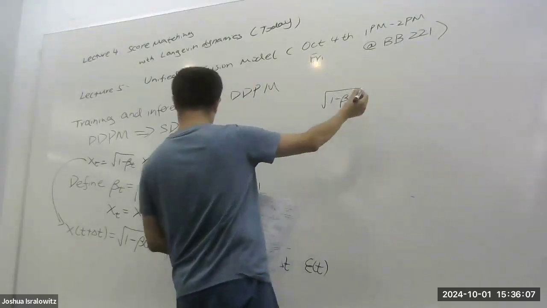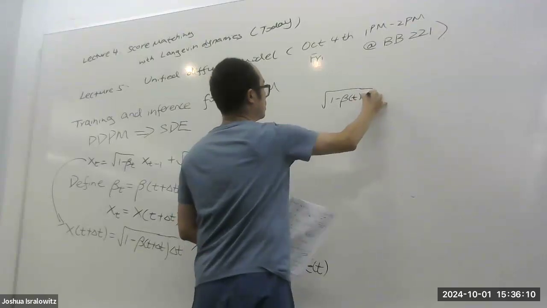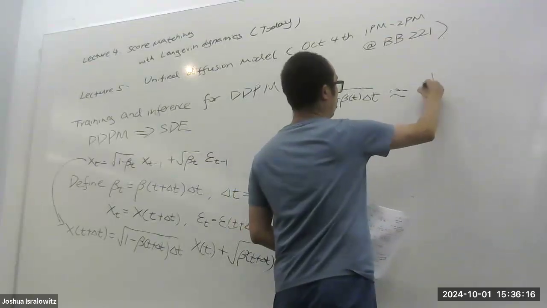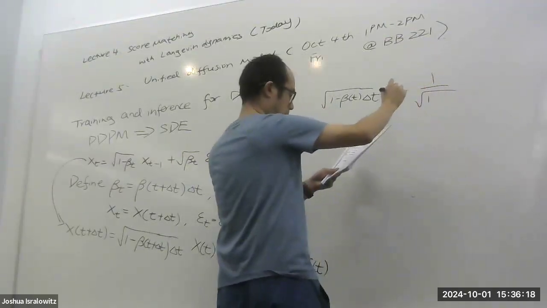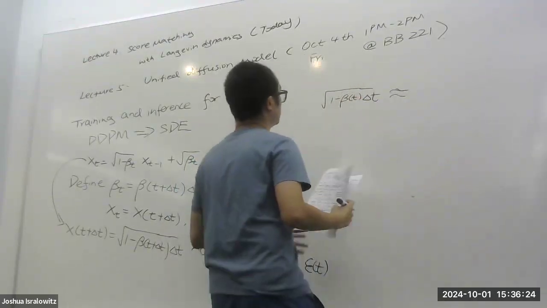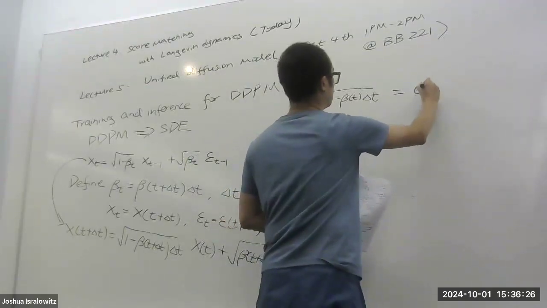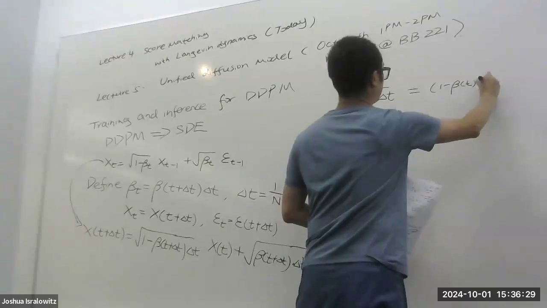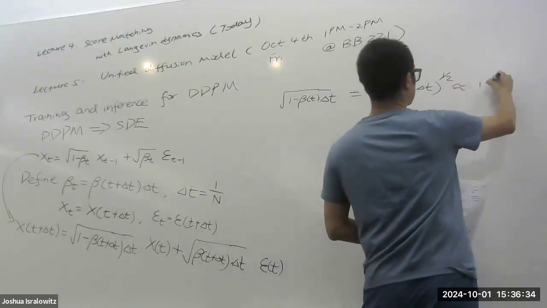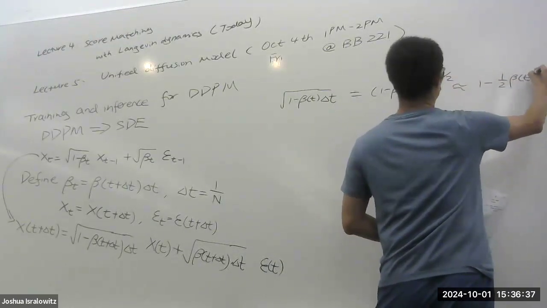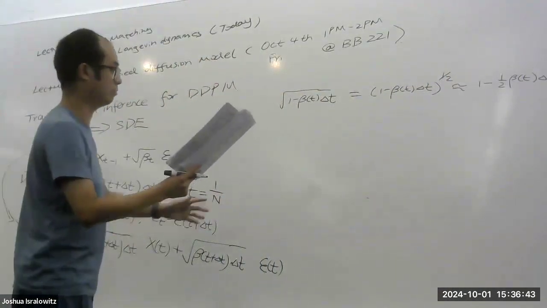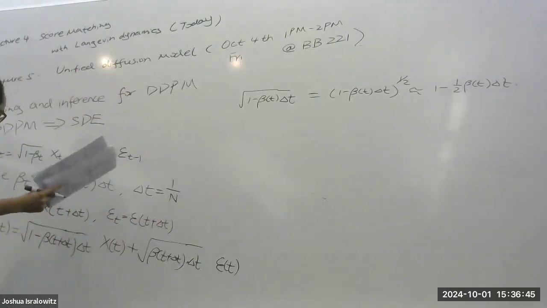Okay, so this is something that we know as Taylor expansion. In most things in mathematics, if it is small, we can do some Taylor expansions. So this is approximately 1 over square root of 1, I believe is 1. Sorry. This is equal to, by Taylor expansion, 1 minus one half beta. Okay, so we are going to use this thing right here.